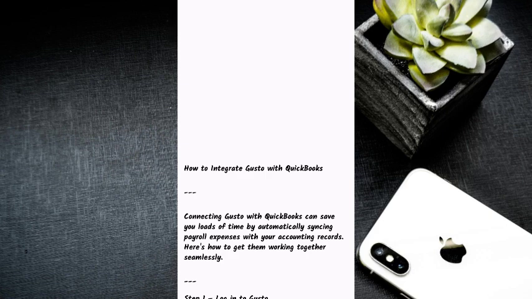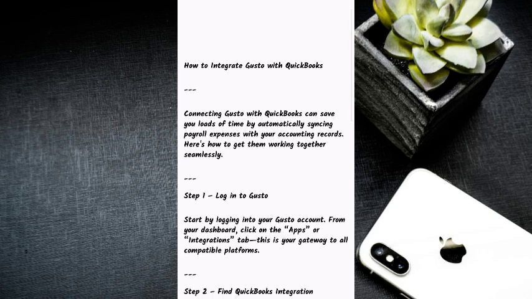Connecting Gusto with QuickBooks can save you loads of time by automatically syncing payroll expenses with your accounting records, and here's how to get them working together seamlessly. Step 1, log into Gusto. You want to start by logging into your Gusto account, and from the dashboard you're going to click on the Apps or Integrations tab. This is your gateway to all compatible platforms.